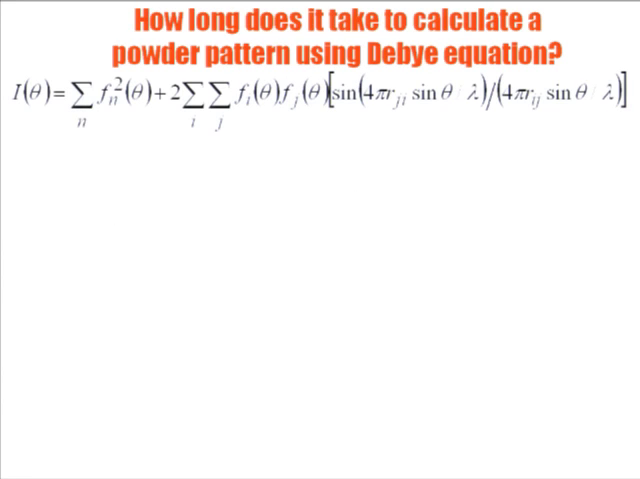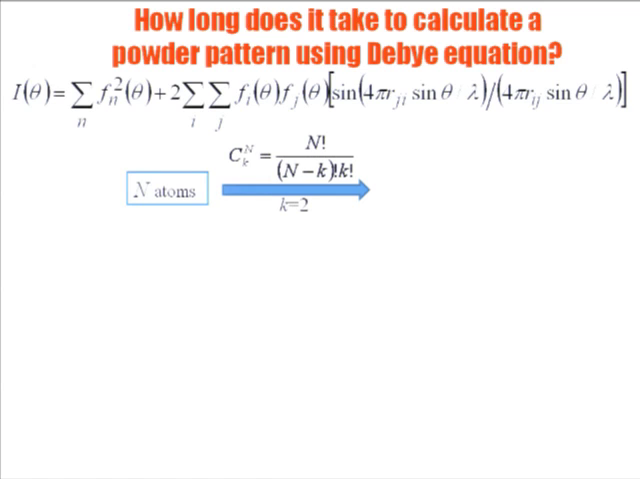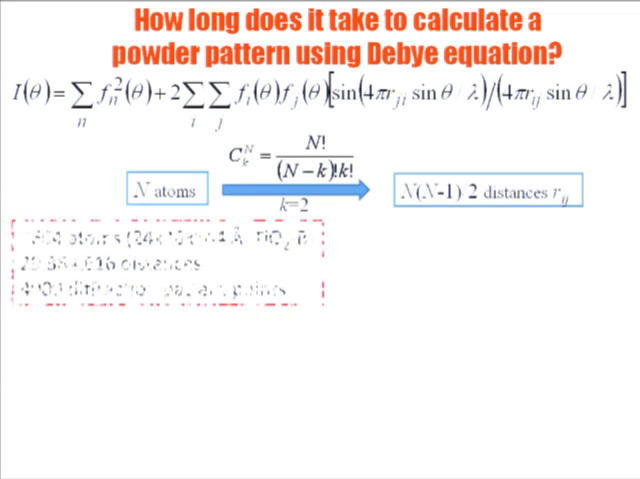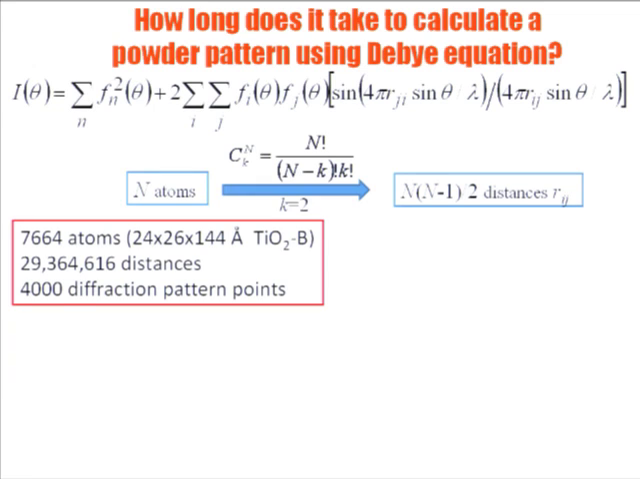But before even contemplating any refinement, we need to find out how long it takes to calculate a diffraction pattern using the equation of Debye. So if we have n atoms, this gives us almost exactly n squared divided by 2 interatomic distances. And if we take the previous example of the ordered region in the nanotube, which contained 7,664 atoms, which gives almost 30 million distances.